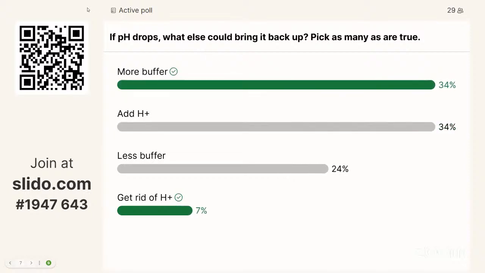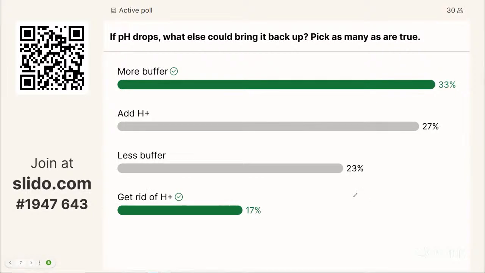So we're thinking about this from the perspective of the bloodstream. From the perspective of the bloodstream, if we have a low pH, what we mean is we have too much acid.